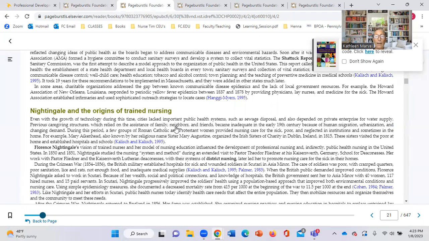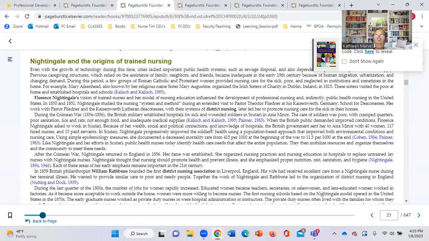Okay, here's Florence Nightingale, page 21. Here's her whole story. Florence Nightingale's vision for trained nurses and her model of nursing education influenced the development of professional nursing and indirectly public health nursing.